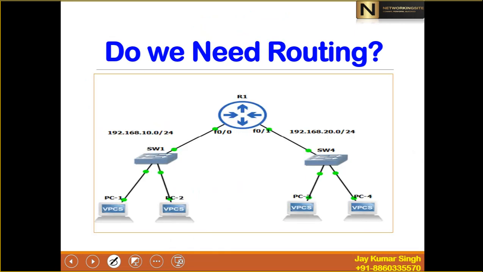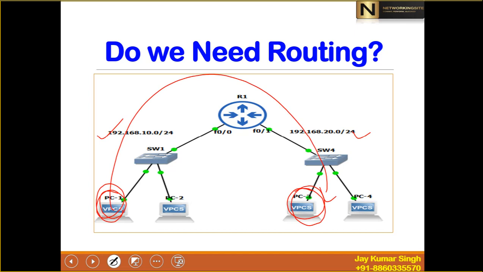Now here we have one lab. You can see that you have the 192.168.10.0 network, and here also you have the 20 network. Now tell me, if this PC wants to communicate with this PC which belongs to the 20 network, can it communicate? Let me erase it again.